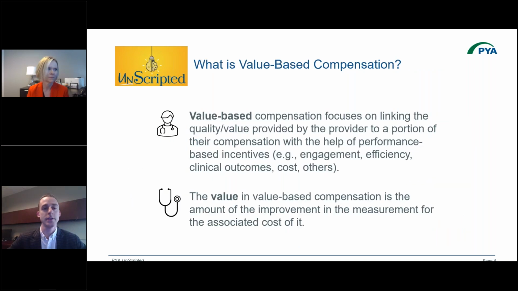Before we get into the questions and before I hand it back to Angie to talk about how Slido works a little bit, we wanted to define value-based compensation because that's what we're talking about today. Value-based compensation really is linking the value that's provided to the compensation by using incentives. When we say value, we mean the amount of improvement in whatever the measurement is or the associated cost of it. That measurement can be a clinical outcome, it can be a cost measurement, but we're trying to increase value for a lower cost, essentially.